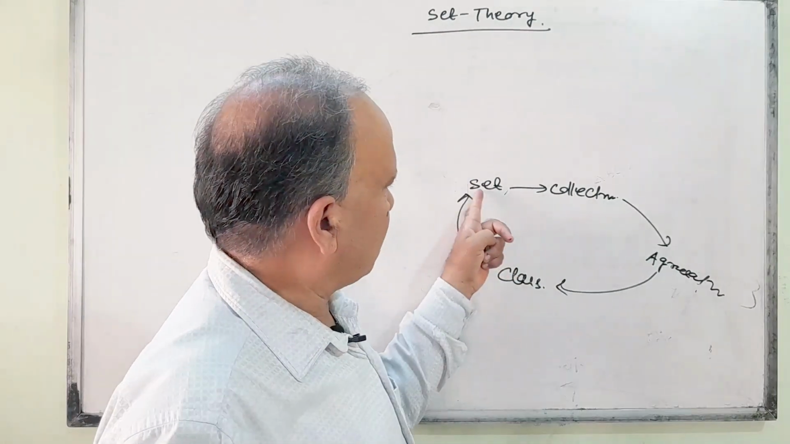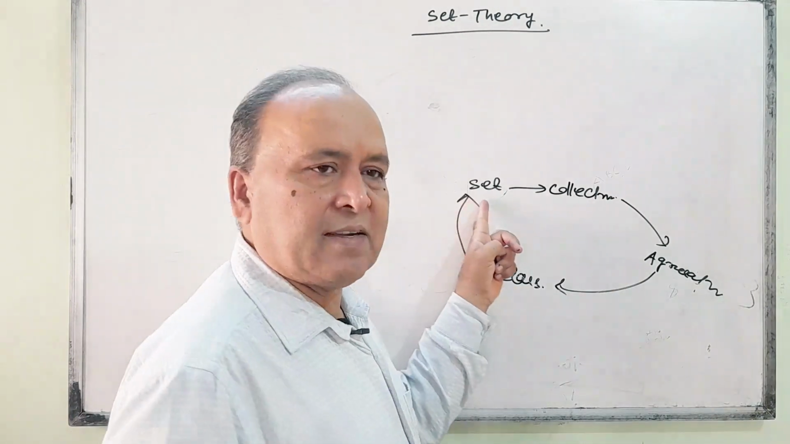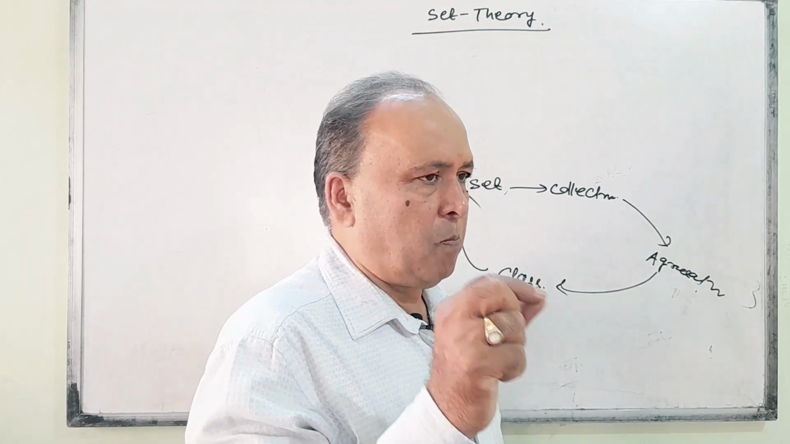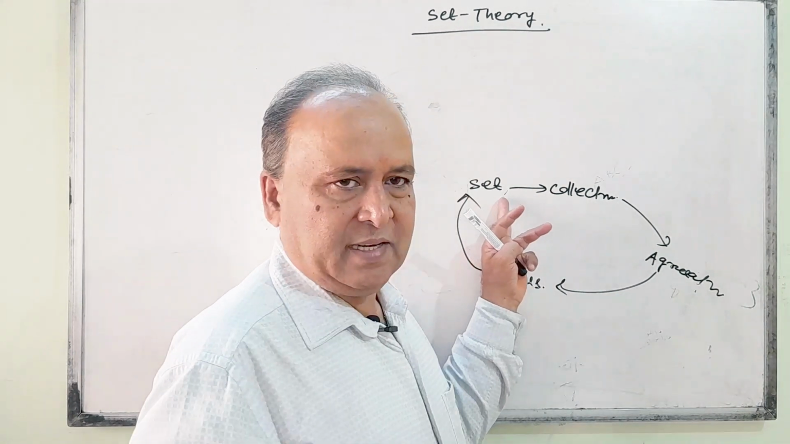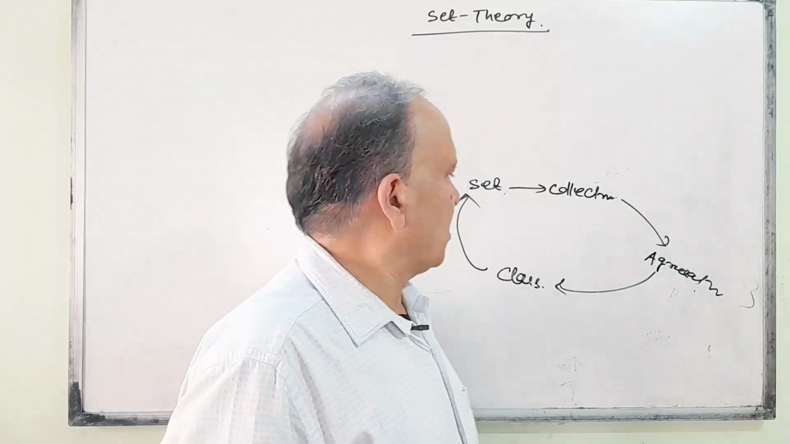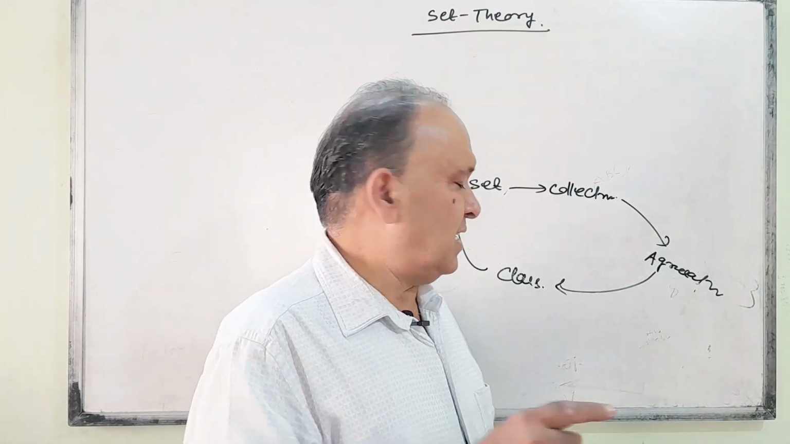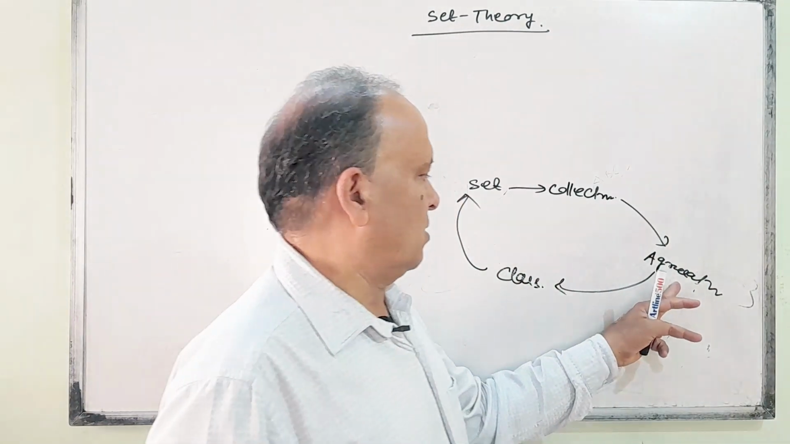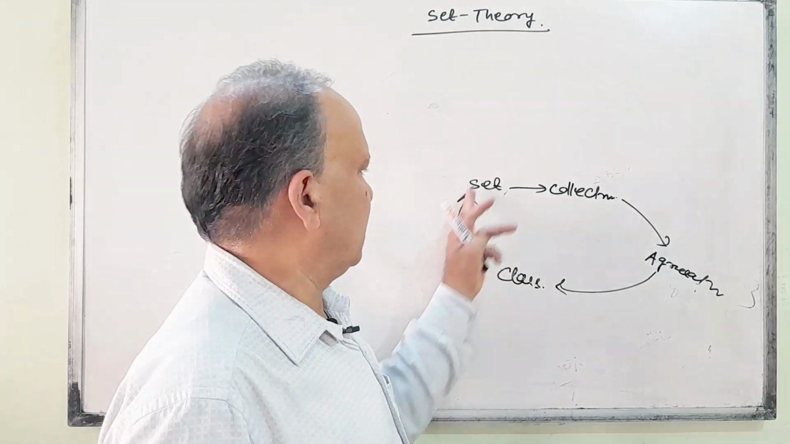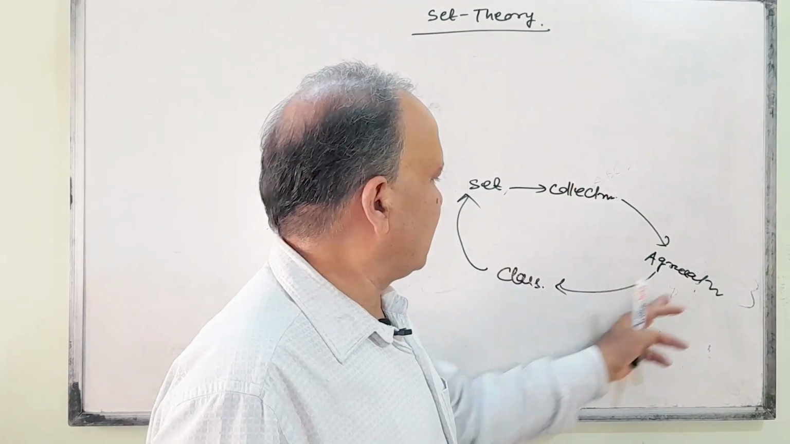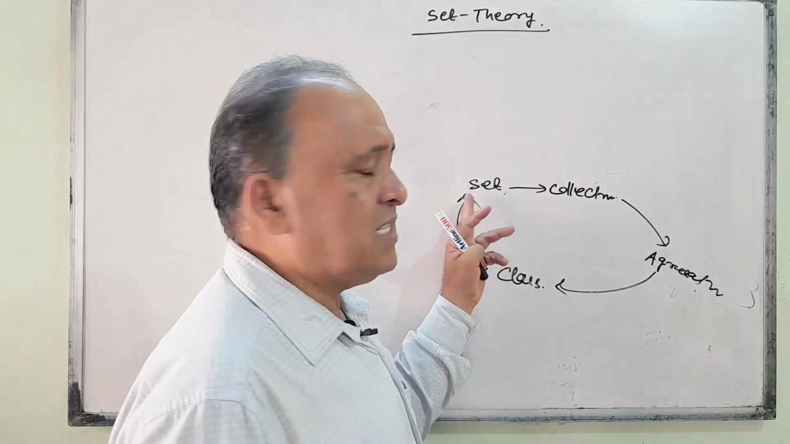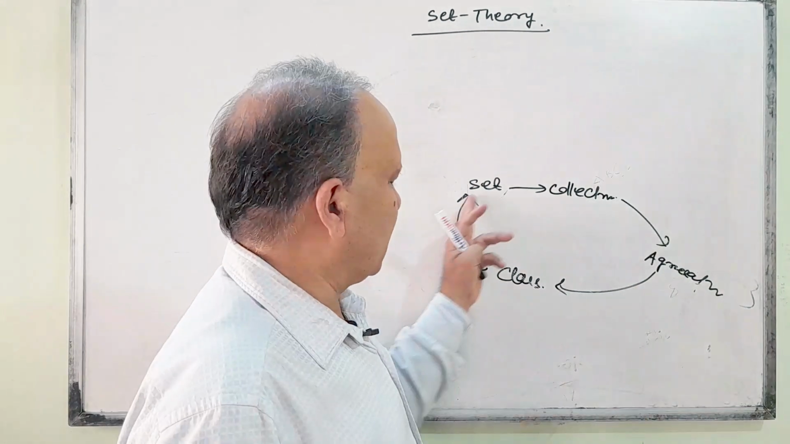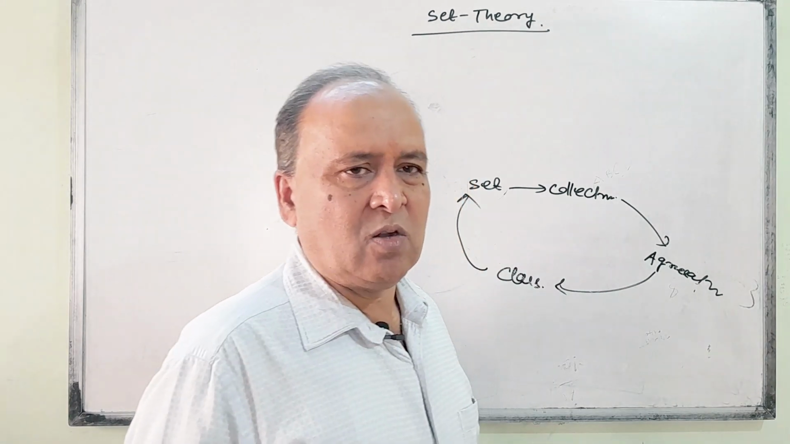If we start from set, we again reach set. So we cannot use a proper word in place of set. Therefore, we can say the word set is not well defined. One will say collection, one will say aggregation, one will say class, then it is the set again. As these are in a circular manner, it has no beginning point and no ending point. So we can say the word set is not well defined.